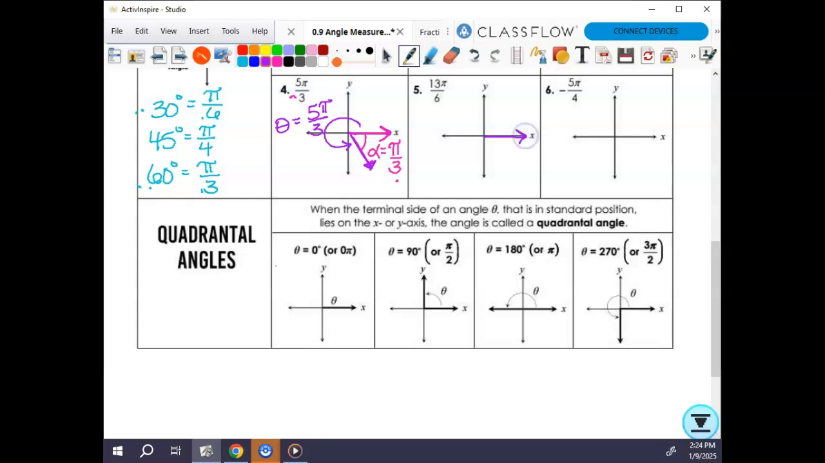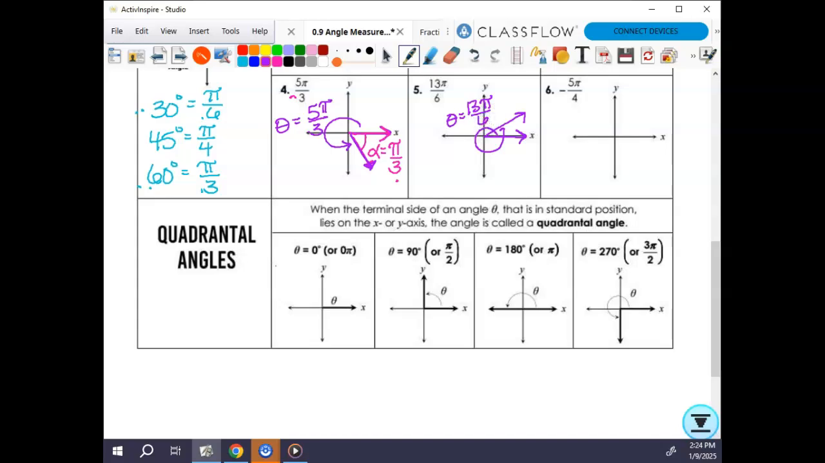So I'm here. When I get to pi, I would call that what? 6 pi sixths. When I get to here, what is that? 12 pi sixths. I need 13, so I have to go one more, right? What is pi sixths in degrees? 30. So that means I'm going to go 30 right there, and that's what this looks like. So theta is 13 pi sixths.